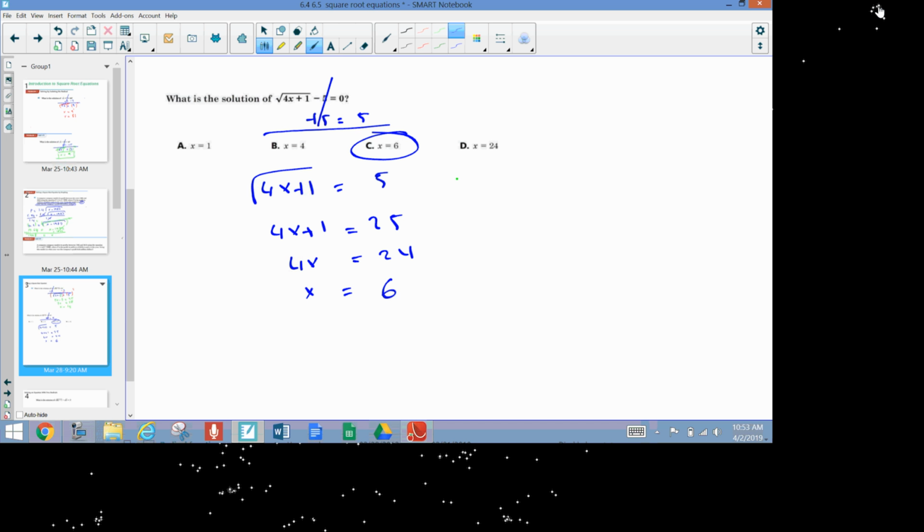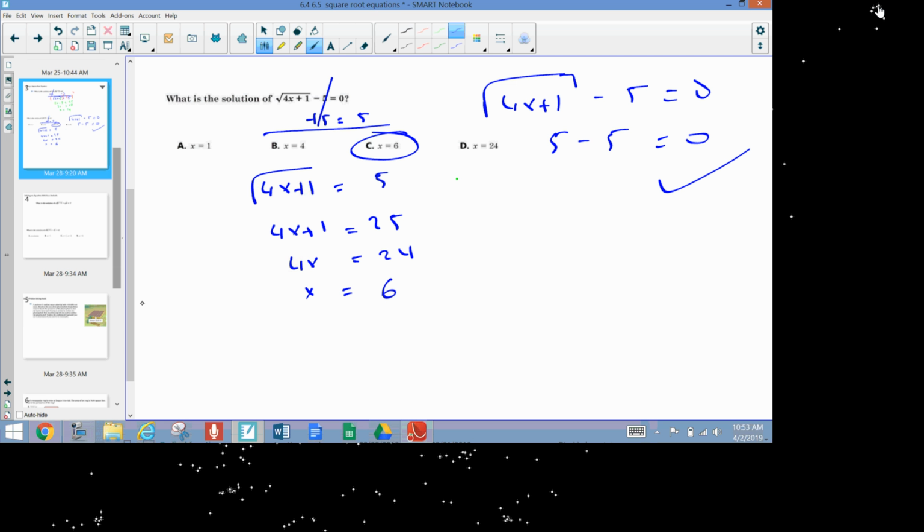So let's check that out. Is that going to be okay? 24 plus 1 is 25. Root 25 is equal to 5. 5 minus 5 is equal to 0. This is right. No, I was asking Altu. Mr. Altu?